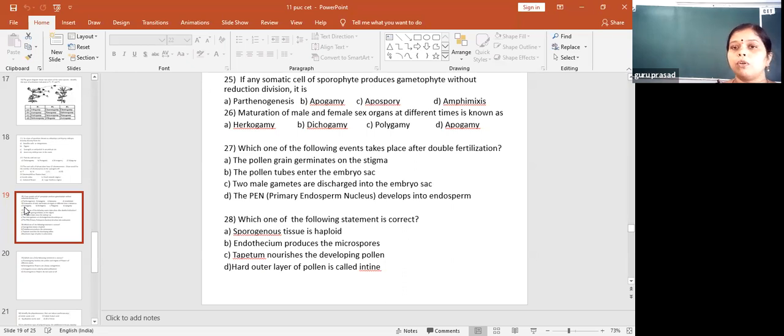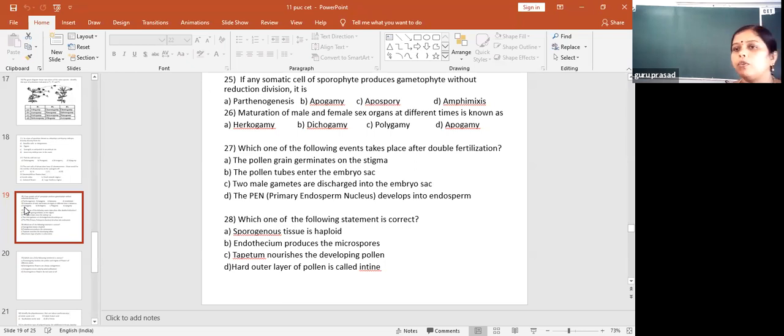So what is apospory? Formation of gametophyte from sporophyte, without spore. Apogamy means development of sporophyte from gametophyte. Apospory means development of gametophyte from sporophyte. The reverse. So that is called apogamy and apospory.